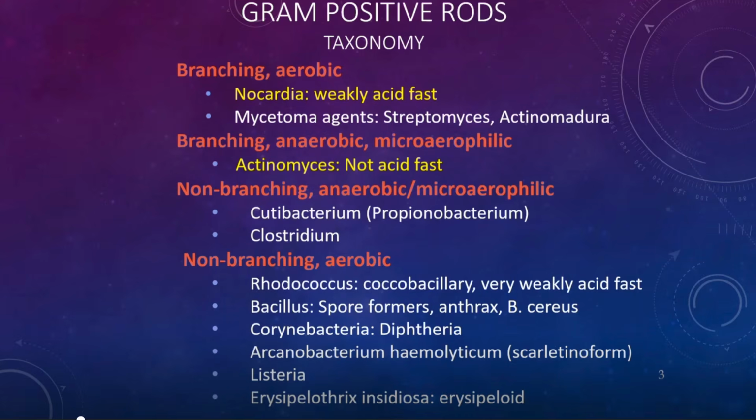Among the non-branching gram-positive rods, organisms like Cutibacterium and Clostridium are anaerobic or microaerophilic, whereas aerobic organisms that are gram-positive rods that are non-branching are the ones listed here at the bottom of the slide. They include organisms like Cyanobacteria, Listeria, and Rhodococcus.